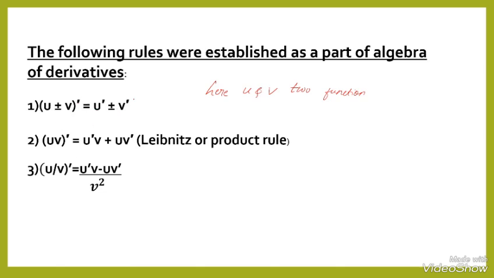In the second rule, the product rule, there are two functions u and v. What we do is first differentiate the first function u, then keep the second one as a constant.